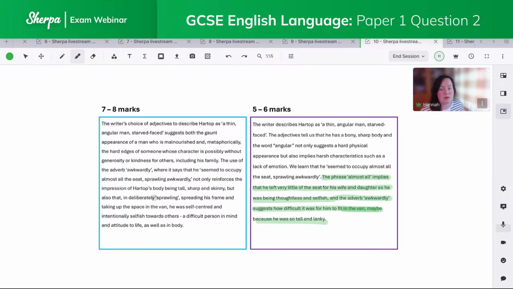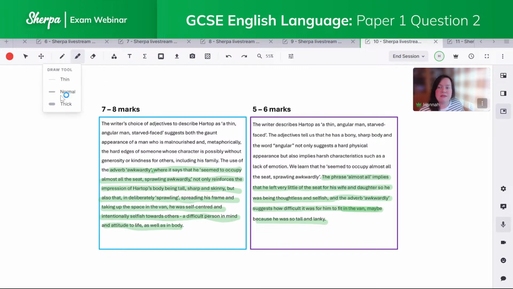If we compare that to what's said over this side, the use of the adverb "awkwardly", so they've identified the same thing here, where it says that he seemed to occupy almost all the seats, falling awkwardly, not only reinforces the impression of Hartop's body being tall, sharp, and skinny, but also that in deliberately sprawling, spreading his frame, and taking up the space in the van, he was self centered and intentionally selfish towards the others, a difficult person in mind and attitude to life, as well as in body.